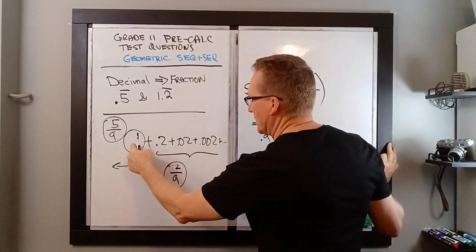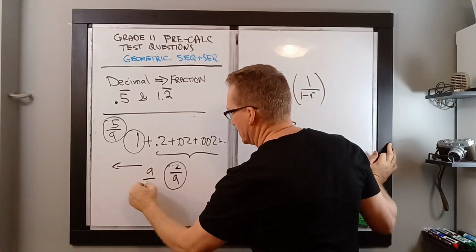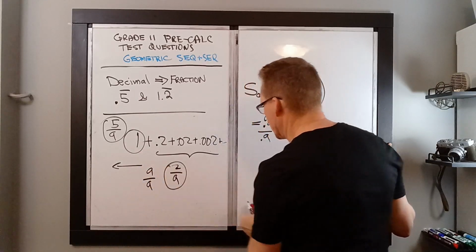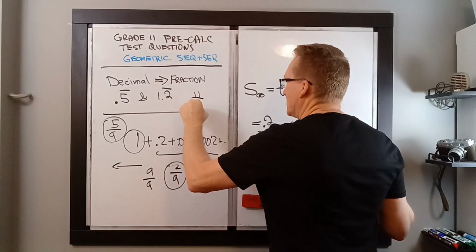But what about this over here? We have to add a 1 to that. Well, 1 is 9/9. So 9/9 plus 2/9 gives me, for this one, 11/9.